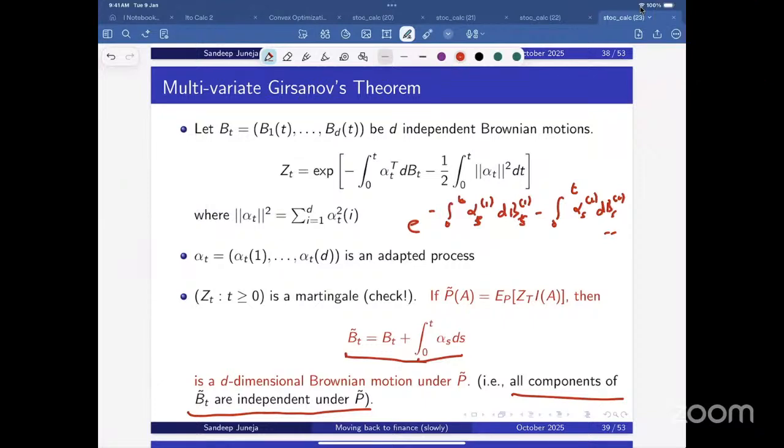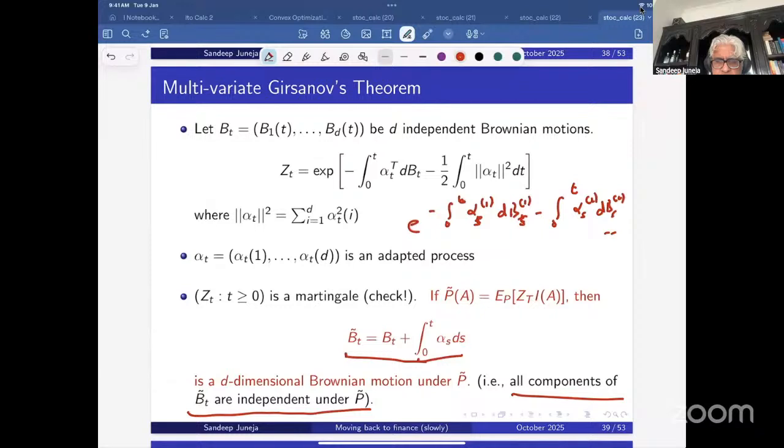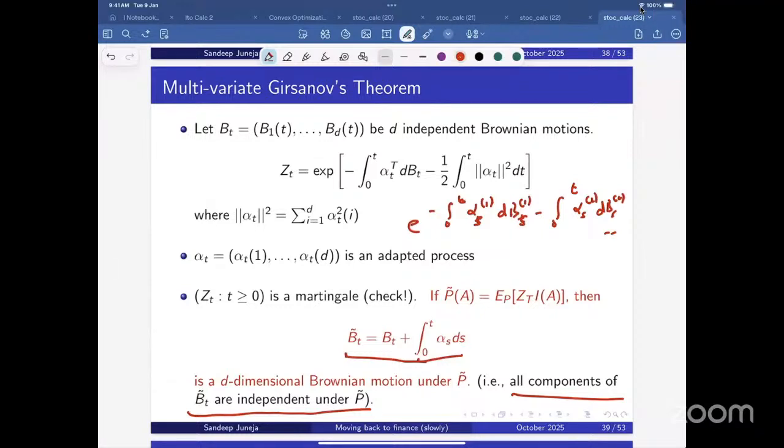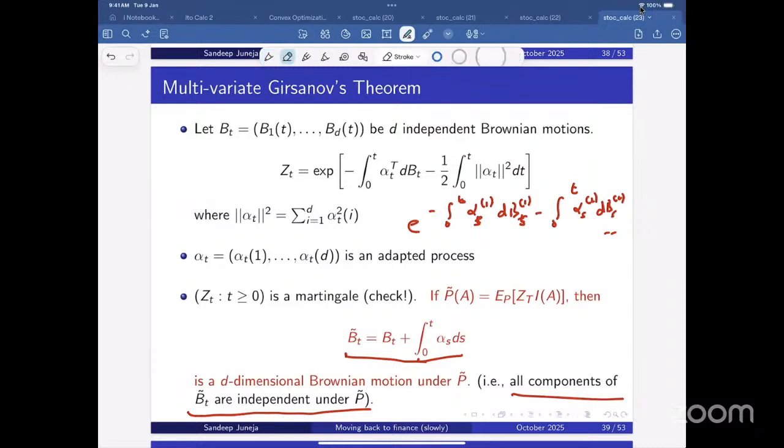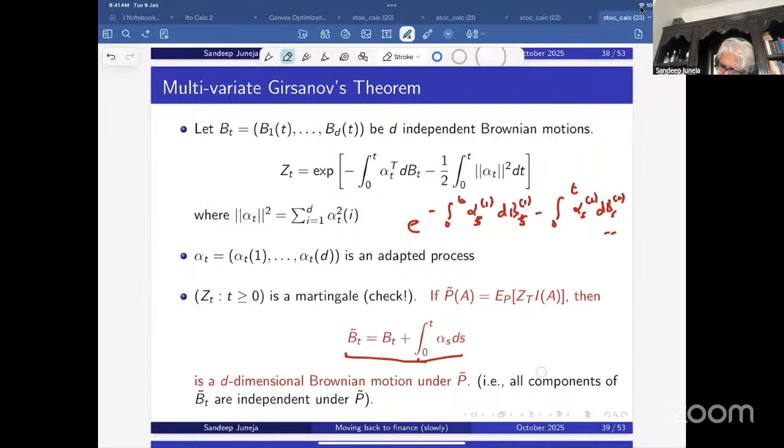Although I reweigh probabilities using these adapted processes, which can be dependent, net I get with this change of measure a Brownian motion where all the components continue to be independent. Okay, got it. So that's the Girsanov theorem, right?